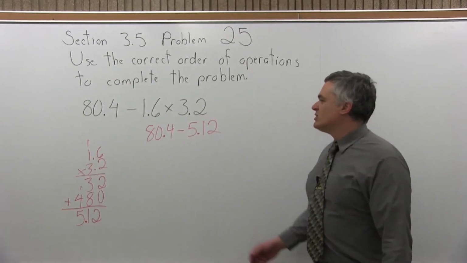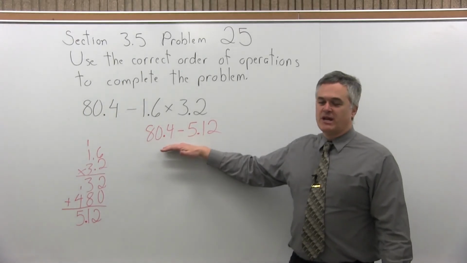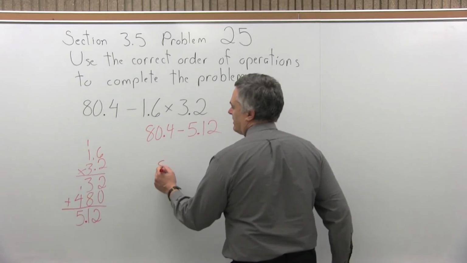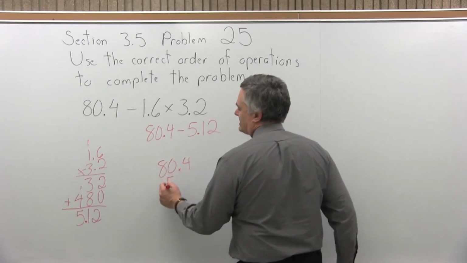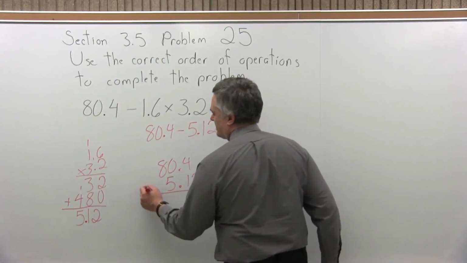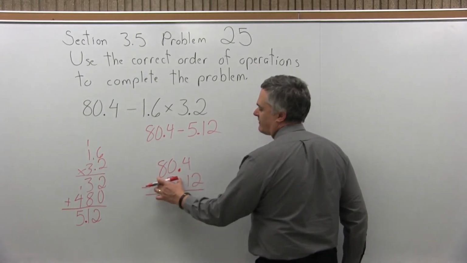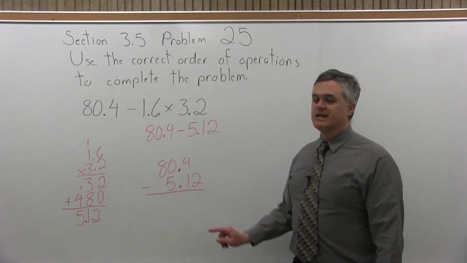Well, that's a little tougher to do written in the horizontal format. When I have to subtract and I don't have a calculator to use, I like to write it vertically. So let me just set it up underneath here. 80.4 minus 5.12. Now, for a subtraction or an addition with decimals, you need to make the decimals line up vertically. Notice I didn't put the 5.12 directly under the 80.4. They both have 3 digits that would line up nice. What you have to line up is the decimals.